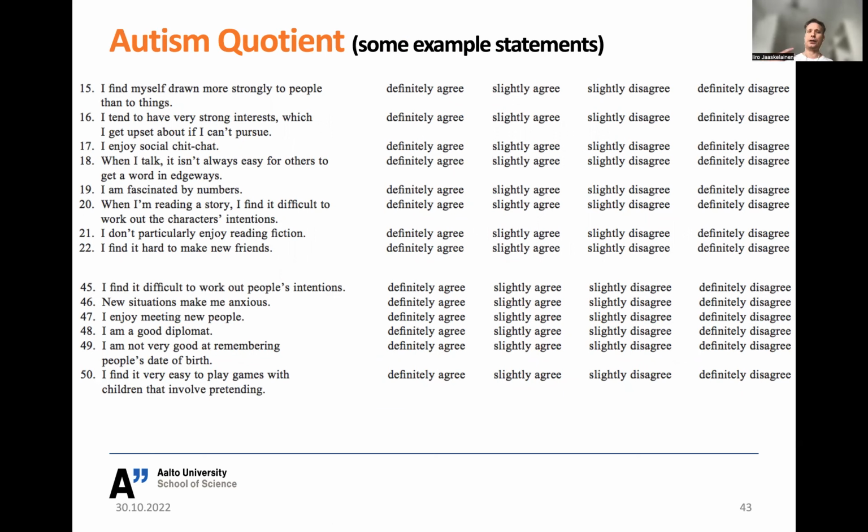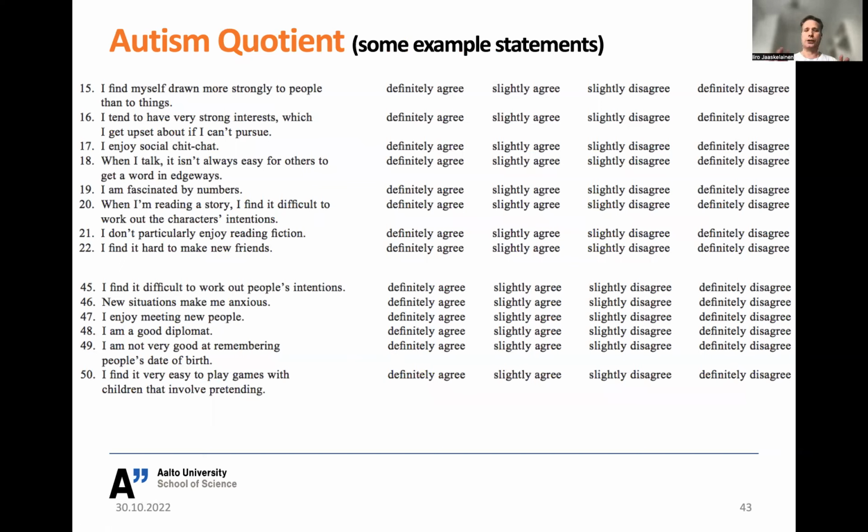And then just to give you an idea of what autism is, there's this autism quotient questionnaire, which is also used in diagnostics. And there are some example statements which the person is to definitely agree, slightly agree, slightly disagree, or definitely disagree. For example, I find myself drawn more strongly to people than to things. If one definitely agrees, then one doesn't appear as being autistic.